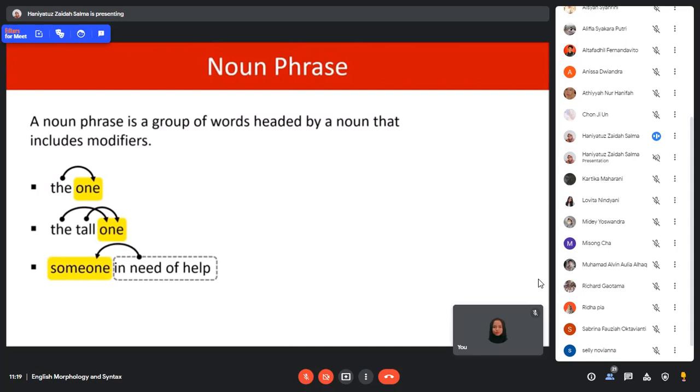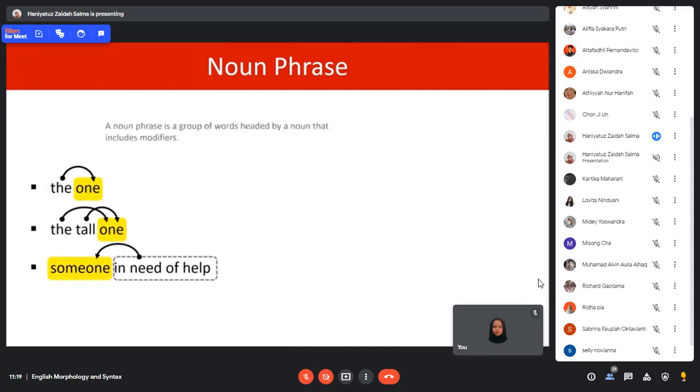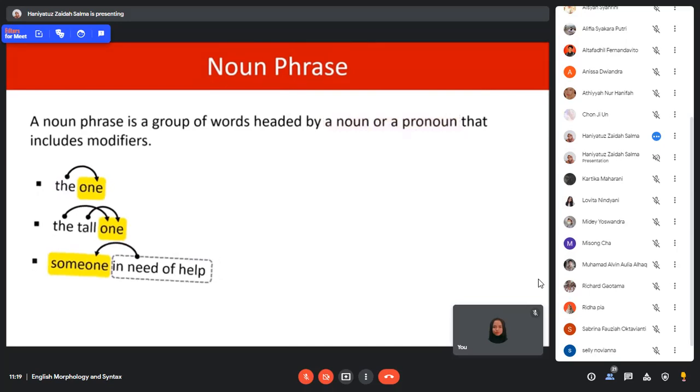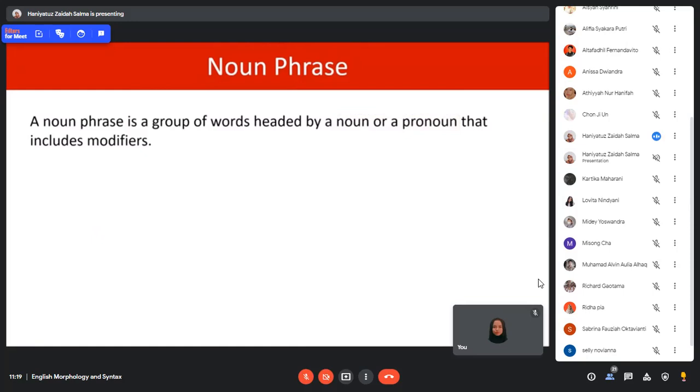So that means our definition is not quite accurate. Let's change it. A noun phrase is a group of words headed by a noun or a pronoun that includes modifiers. Okay. Let's get rid of that.